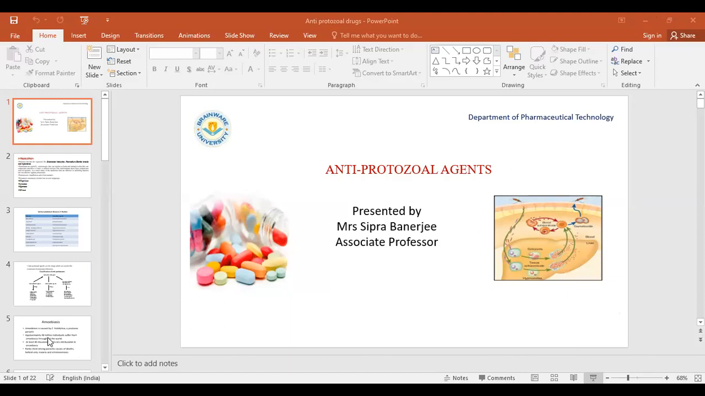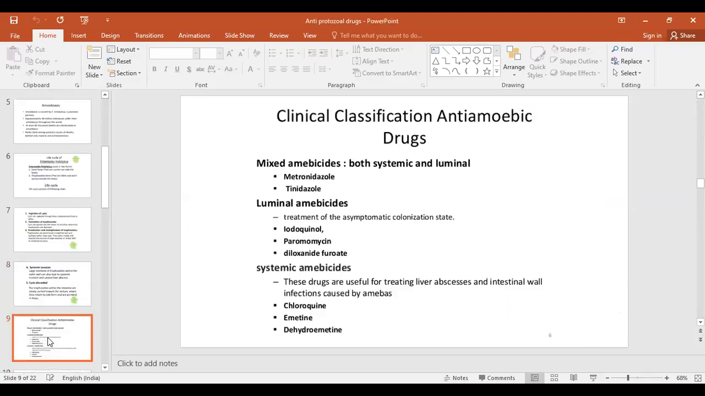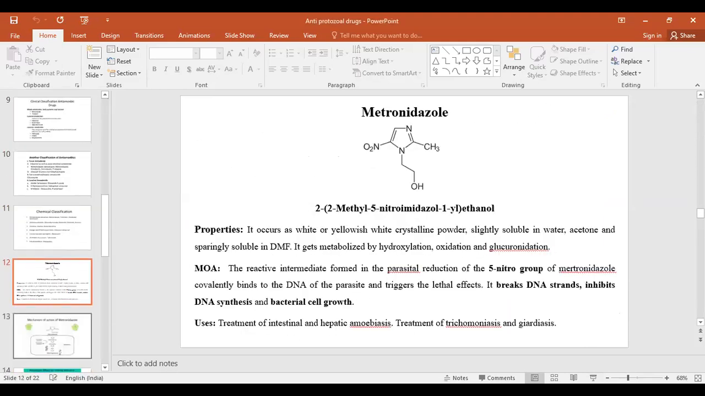So we were discussing the chemical classification. Now metronidazole, that is an important category, the imidazole category, a 5-membered ring containing 2 nitrogens. The IUPAC name of this compound is 2-methyl-5-nitroimidazol-1-yl ethanol. That means for this compound, at the 2 position a methyl group is there, then 5-nitroimidazole and 1-yl ethanol. This is the ethanol.